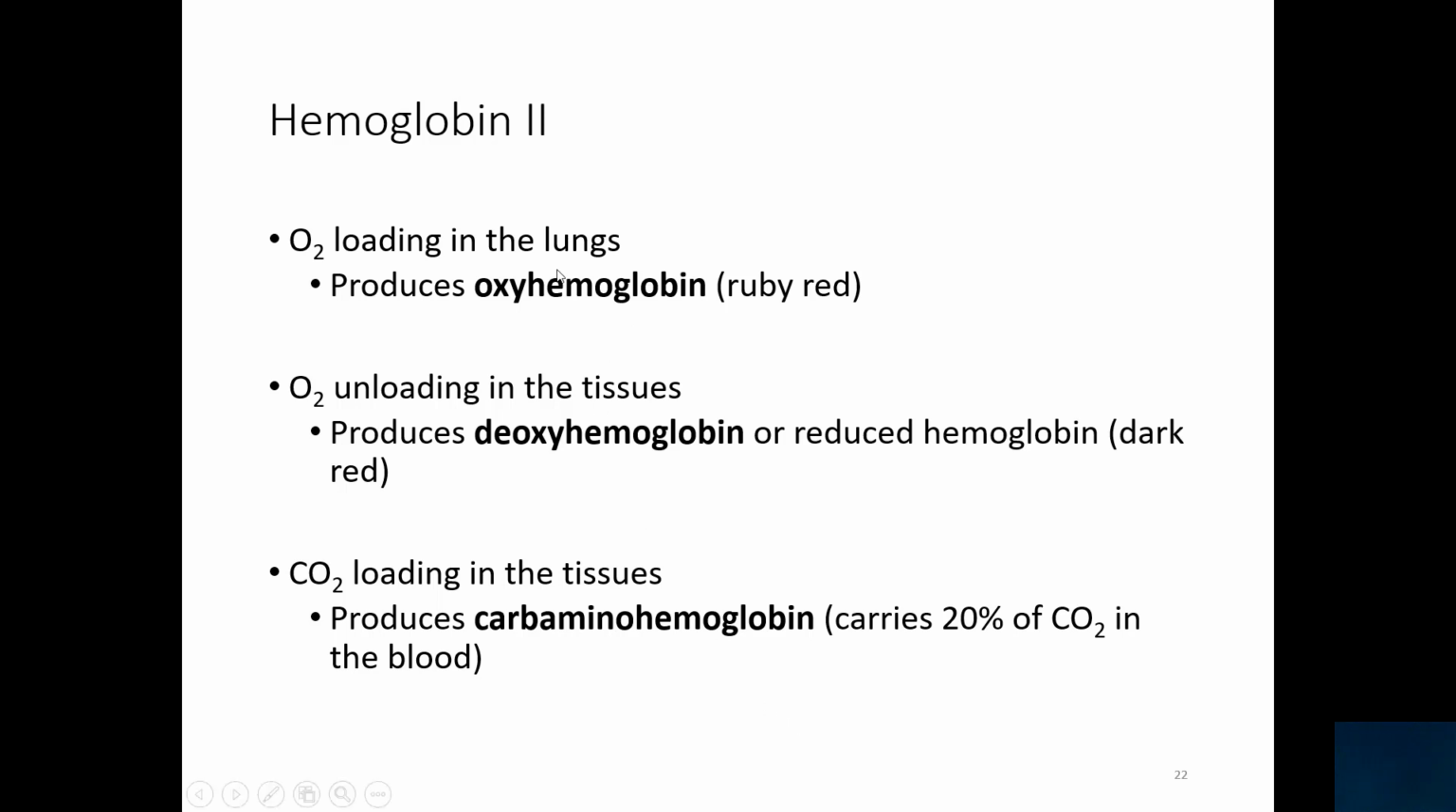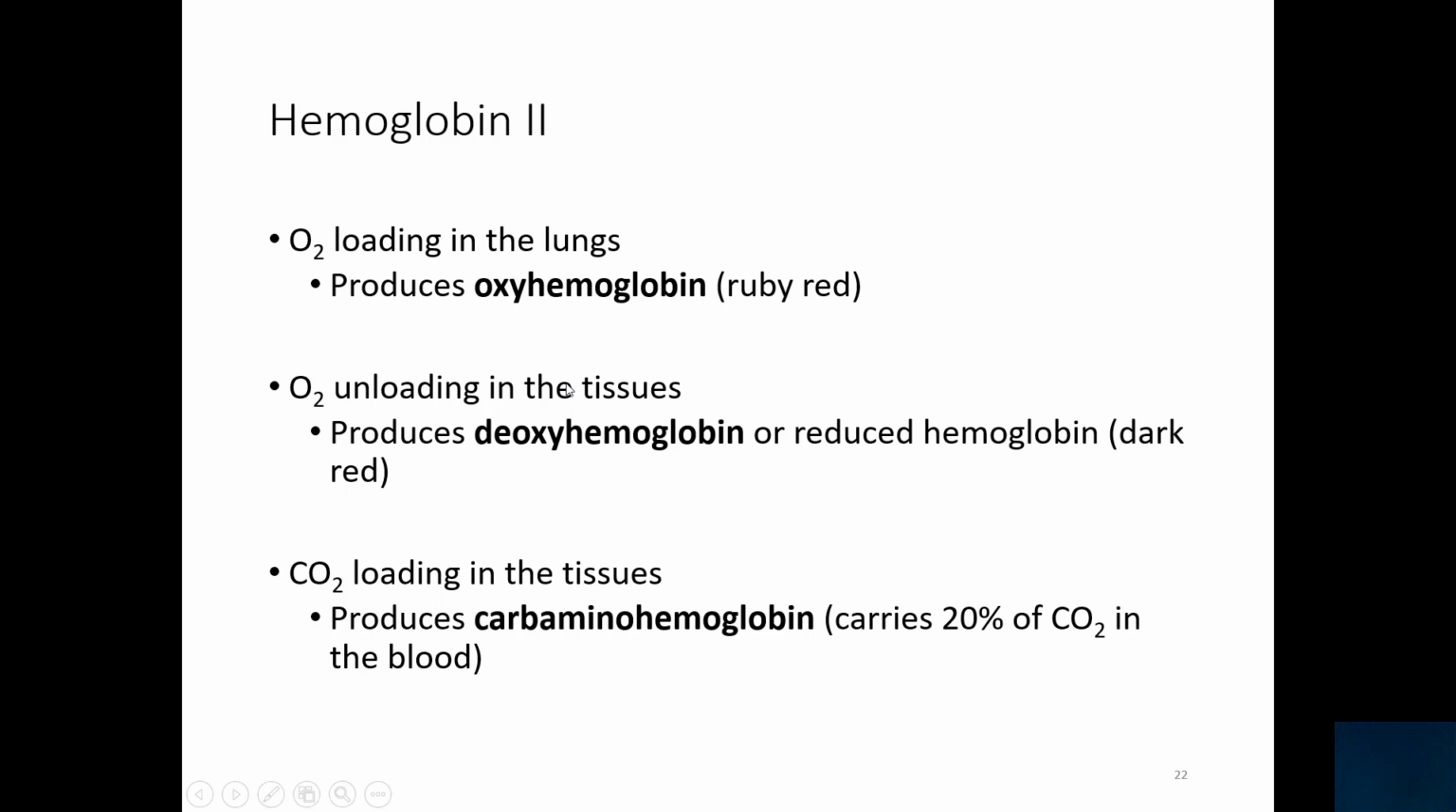So what happens? When red blood cells arrive at the tiny capillaries of the lung, they receive oxygen from the lungs, and now it is called oxyhemoglobin, hemoglobin carrying oxygen. It's bright red, ruby red, or scarlet, and that's how arterial blood looks. It's bright. Blood in our aorta and large arteries.